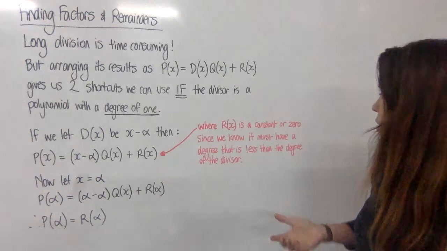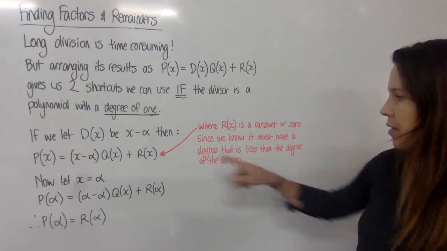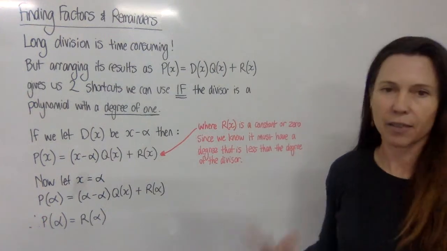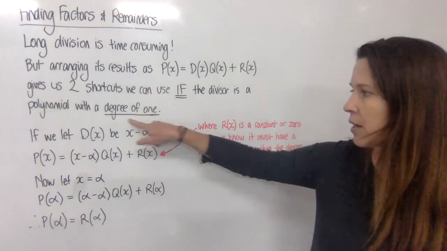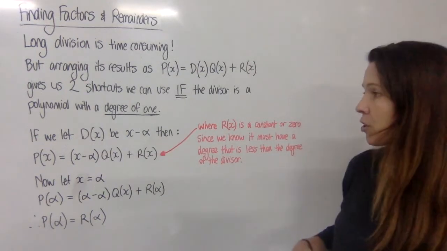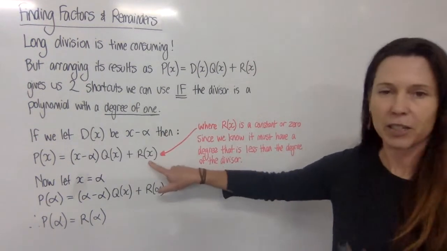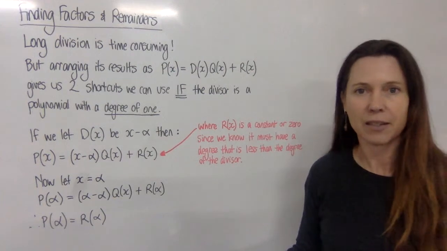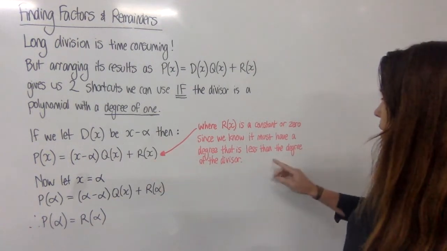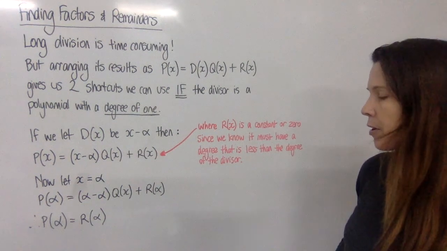How do we know this? Well, because we've already learned that the remainder has to have a degree that is lower than the divisor. And so if we've said by definition that the divisor is only going to be linear and have a degree of 1, well, that pretty much dictates that the remainder must have a degree of 0 or no degree at all. So it needs to be a constant or 0.